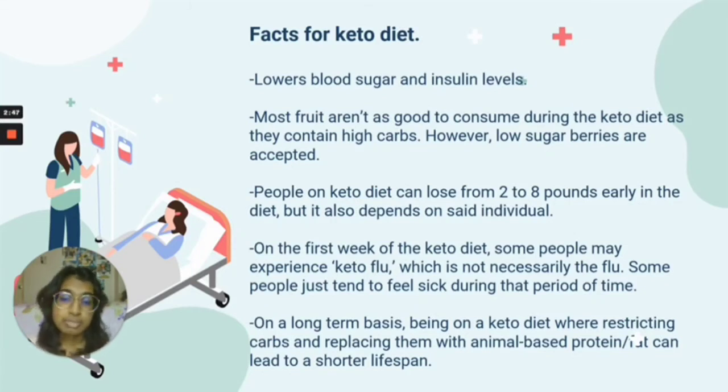The next fact is that people on a keto diet can lose from 2 to 8 pounds early in the diet. Well, it also depends on the individual. Maybe some of them would lose more than 8 pounds, some of them would lose less than 2 pounds. We never know.